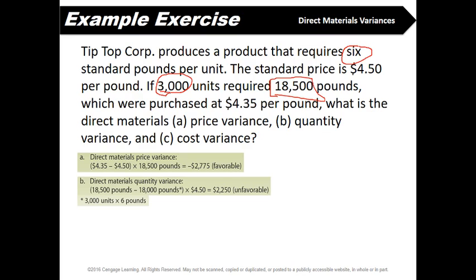We multiply that by the $4.50, which is the standard price, and that gives us a $2,250 unfavorable variance. We used more materials than we expected.